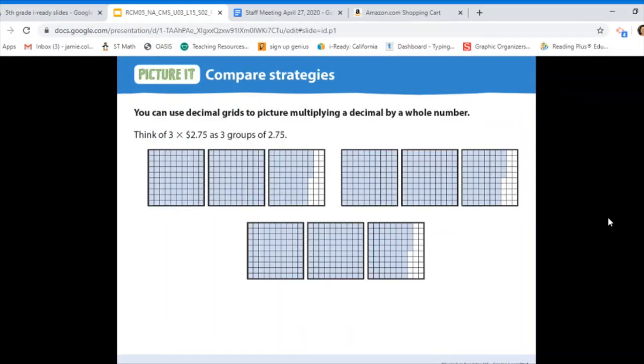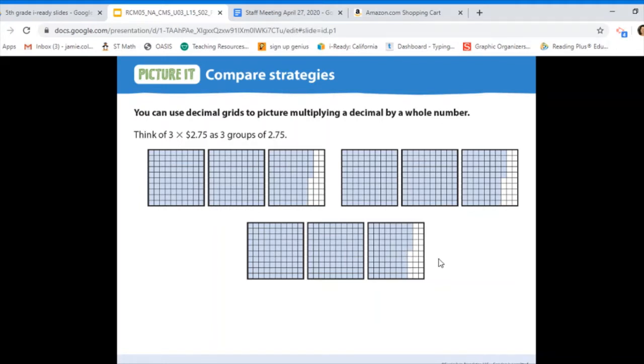So it says you can use decimal grids to picture multiplying a decimal by a whole number. Think of 3 times 2.75 as 3 groups of 2.75. So here's 1, 2, and 75 cents. So we have 3 groups of $2.75.